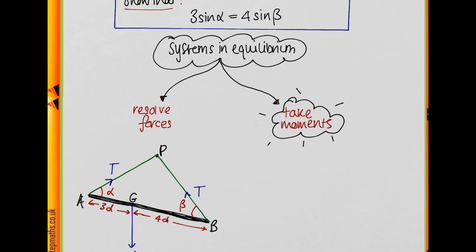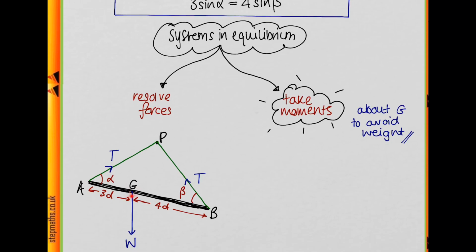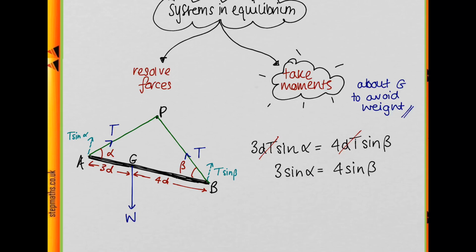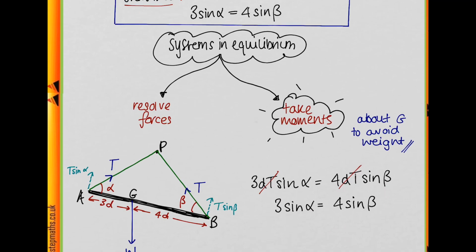Why? Because we don't want the force weight involved. And we see that there is a 3 and a 4 here, which kind of corresponds to the lengths, and moments involve taking the length times the force. So we want to take moments about G, which is where the centre of mass lies, to avoid weight completely. So when we take moments about G, we've got this force T sine alpha and T sine beta here. So we get 3dT sine alpha equals 4dT sine beta. Cancelling the dT's, we get 3 sine alpha equals 4 sine beta as required.